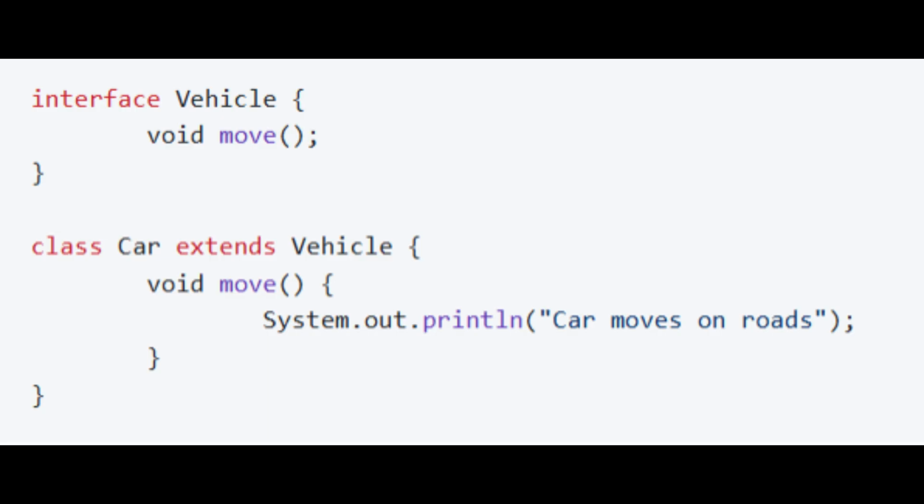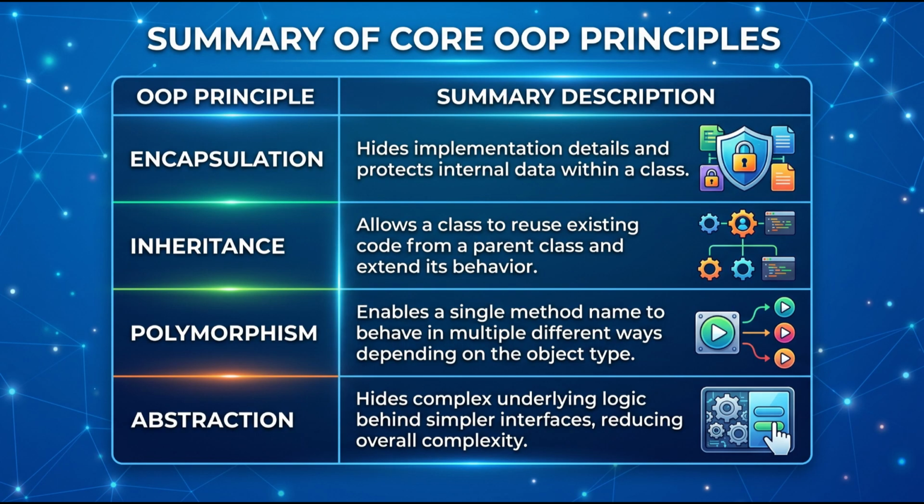So if I summarize everything, OOPS is a programming style based on objects, and objects contain data plus methods. Encapsulation protects data, inheritance reuses and extends behavior, polymorphism lets the same method name behave in different ways, and abstraction hides complexity behind a simpler interface. Once you understand these 4 pillars, Java starts feeling much more organized because classes and objects stop looking random and start looking like a proper design system.